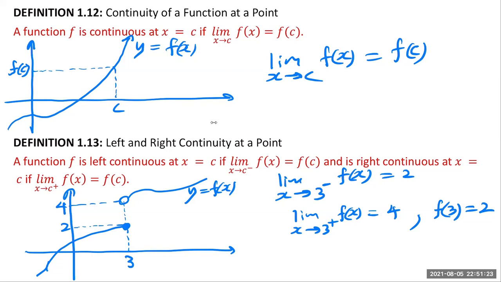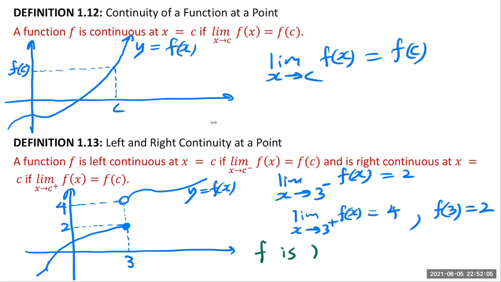Clearly, it is not continuous, because these two limits are not equal. The left limit and the right limit are not equal. But here, as you can see, your left limit of the function at x equals 3 is the same as the function value at x equals 3. What does that tell you? By this definition, this is satisfied, right? Your left limit is the same as the function value at the point 3, so your c is 3 in this case. So the function is left continuous.